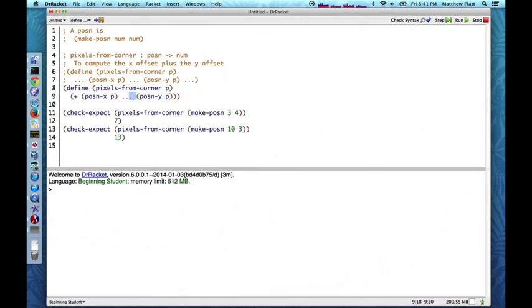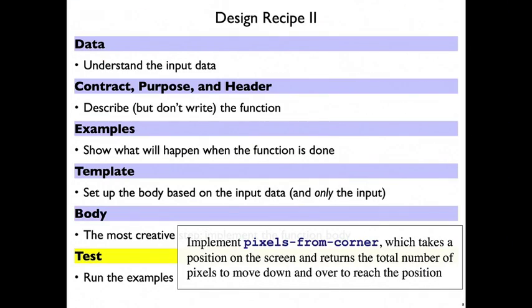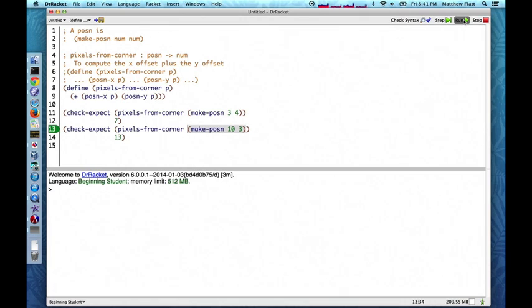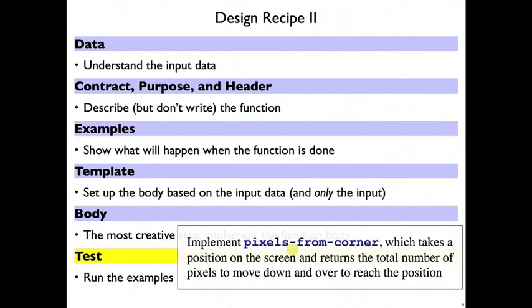Right. And I could check with my other example. Posin x of p in this example will be a 10, and posin y of p will be a 3. 10 plus 3 is going to be 13. So that looks promising. Our last step is test, to actually run our examples. So we run them, and all of our tests pass. So that is the complete implementation of pixels from corner.